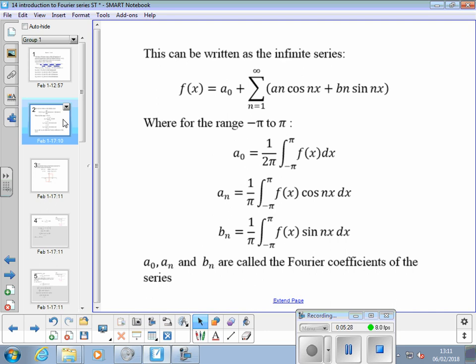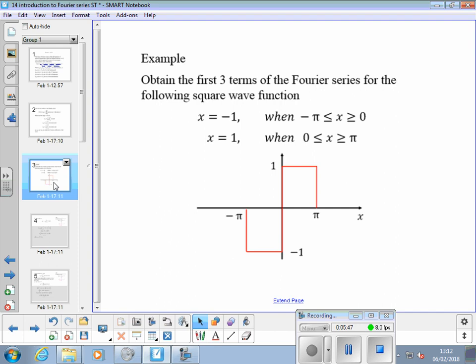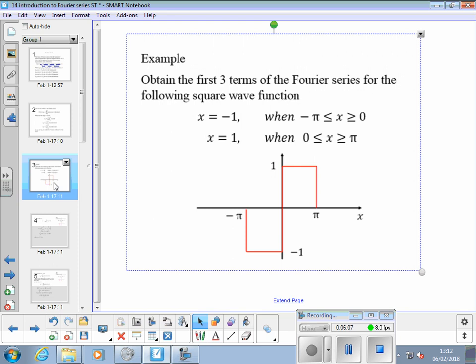Everyone reasonably happy so far, apart from the complex mathematical nature of what we've got on the board there? We'll go through the example and I'll do the first little bits together, and then you can have a go at the later harmonics later on. So what we're going to do is look at an example and obtain the first 3 terms of the Fourier series for the square wave. We've got the square wave that starts off at minus pi, goes negative to minus 1, and then up to plus 1, and at pi goes back to 0.